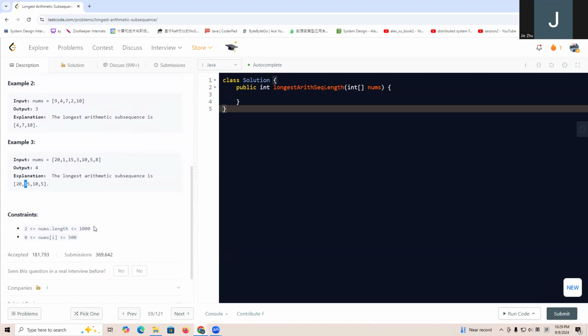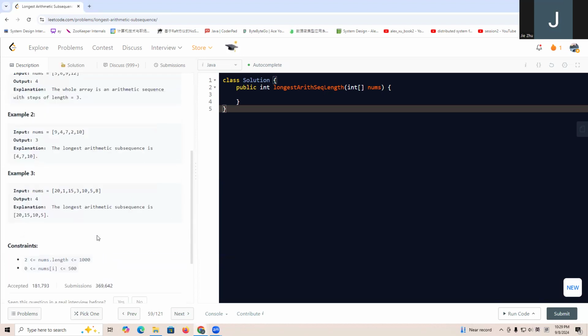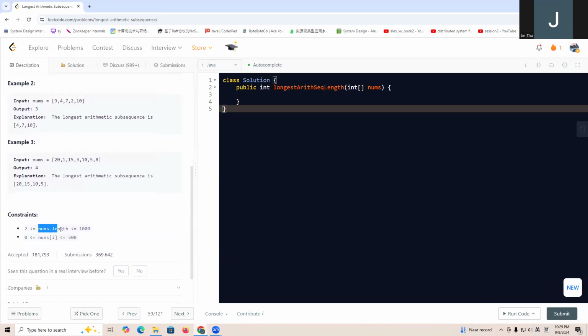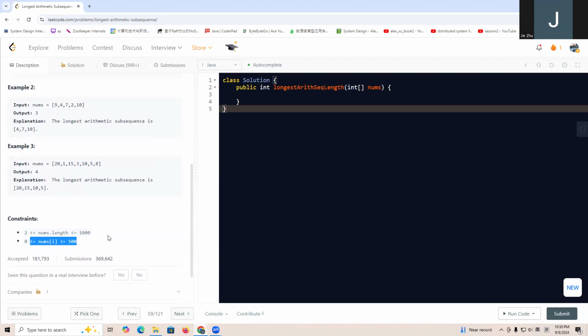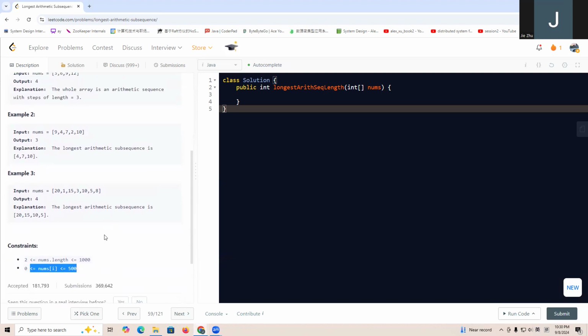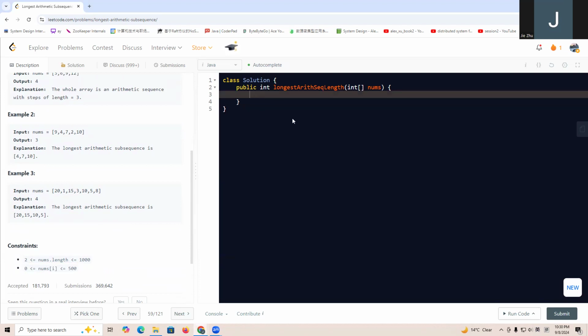Let's look at the range. You'll see the length of nums is at most 1000, and the numbers are smaller than or equal to 500. So this gives us a hint that we should iterate over the nums and also have the number range as another dimension for this question. We can use a DP array.